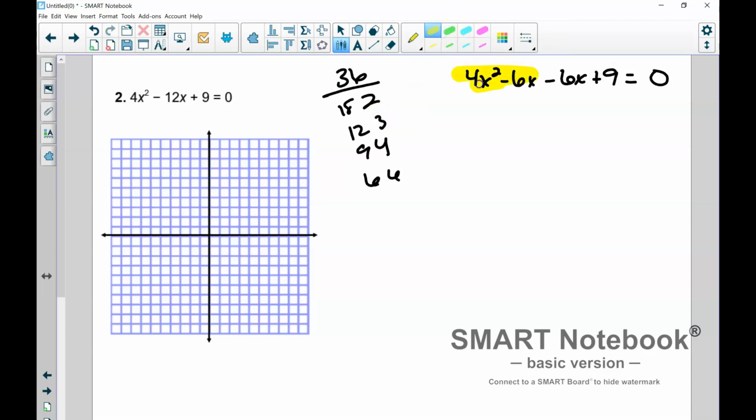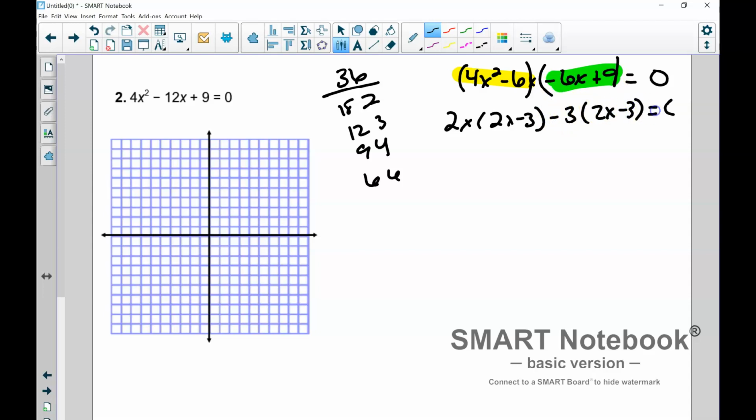So again, I'm going to GCF these two. Then I'm going to GCF these two. So the GCF of these two is 2x. So 2x minus 3 minus 3. If there's a negative here, always take it out, and that's going to give me 2x minus 3. So I'm left with 2x minus 3 times 2x minus 3.